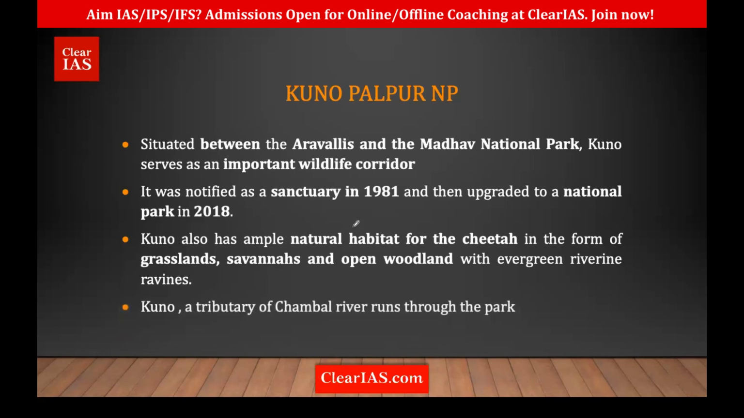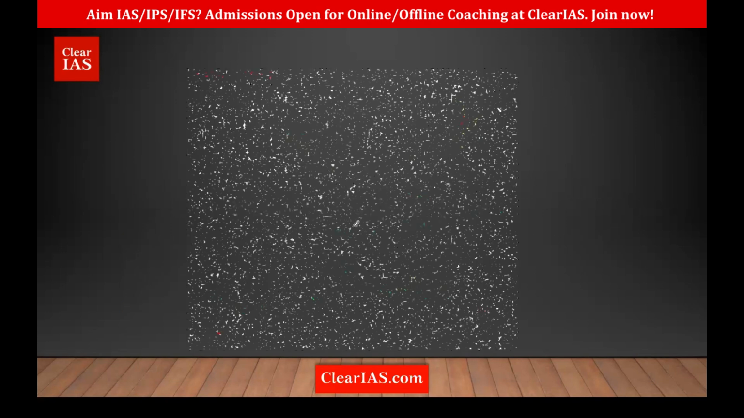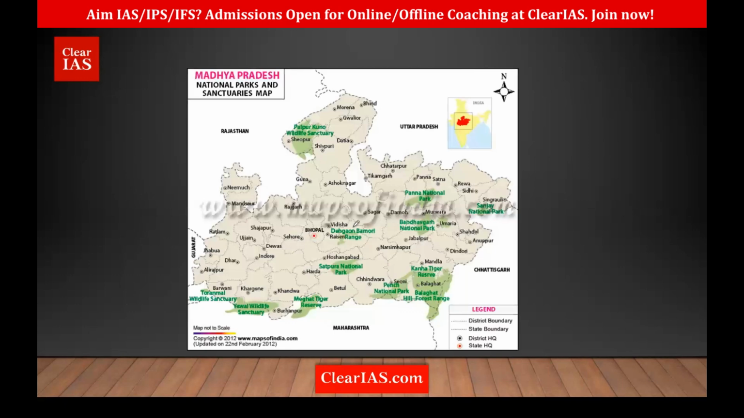And through Kuno Palpur, there is a river running, that is the Kuno, which is a tributary of the Chambal. Okay. So Chambal is known for its Chambal badland topography. Chambal is a tributary of who? Yamuna. Okay. So the Kuno river flows through Kuno Palpur, which is a tributary of Chambal, which in turn is a tributary of who? Yamuna. Okay.